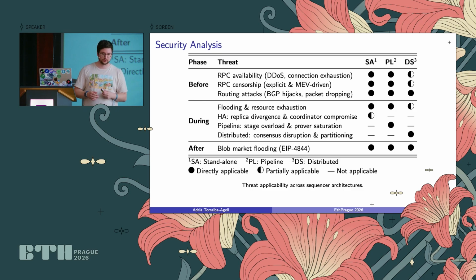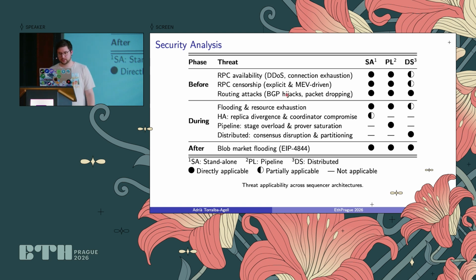And on the distributed sequencers, we have a new kind of attack, which is consensus disruption and partitioning. This would mean that you can, for instance, try to perform a Sybil attack, taking over control of the network and causing consensus disruption and partitioning of the network.